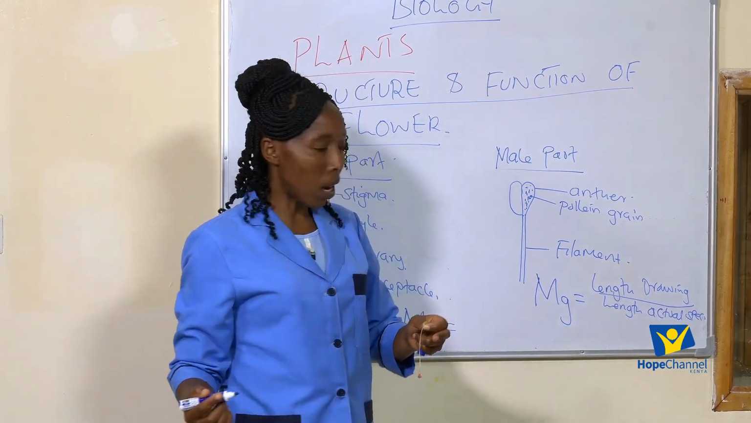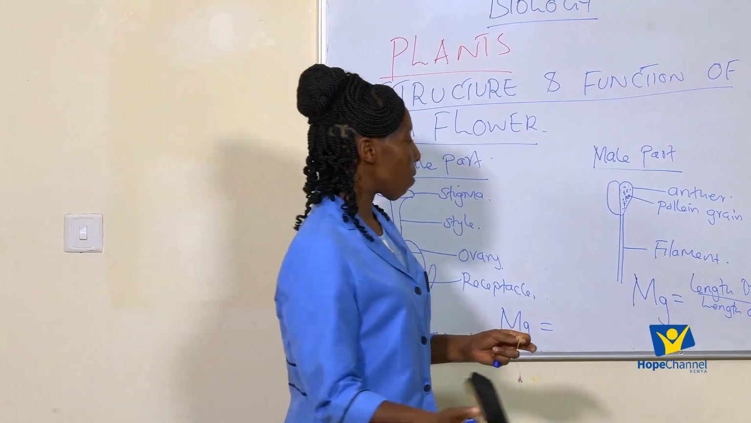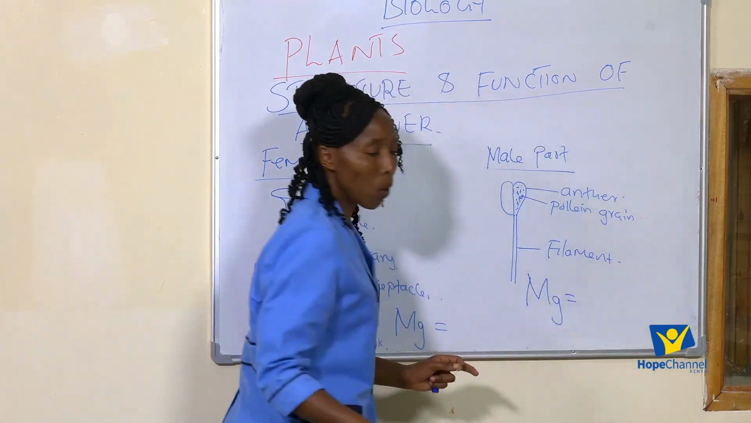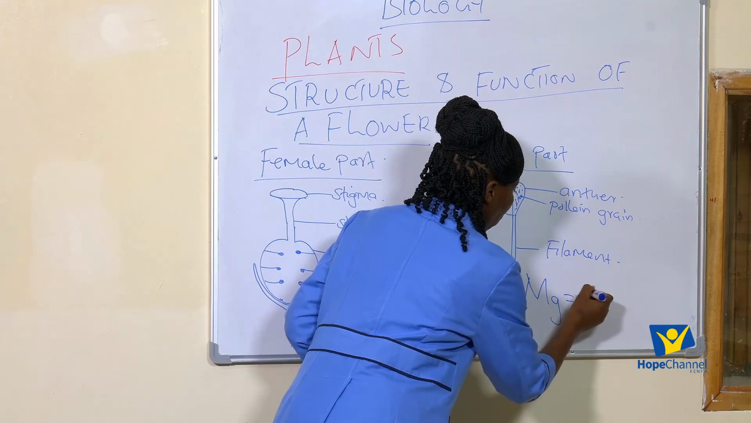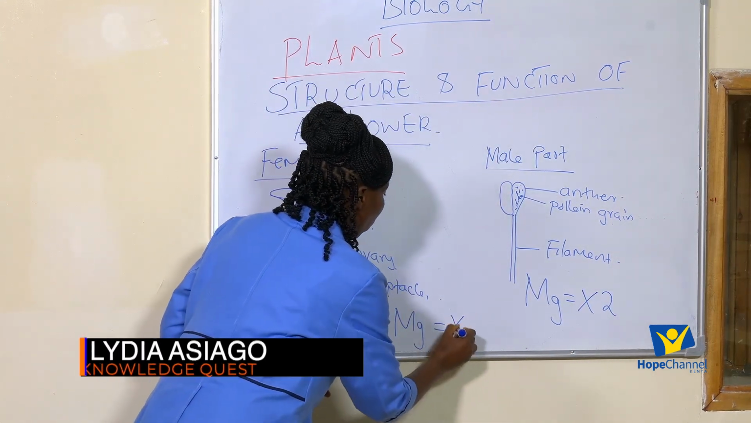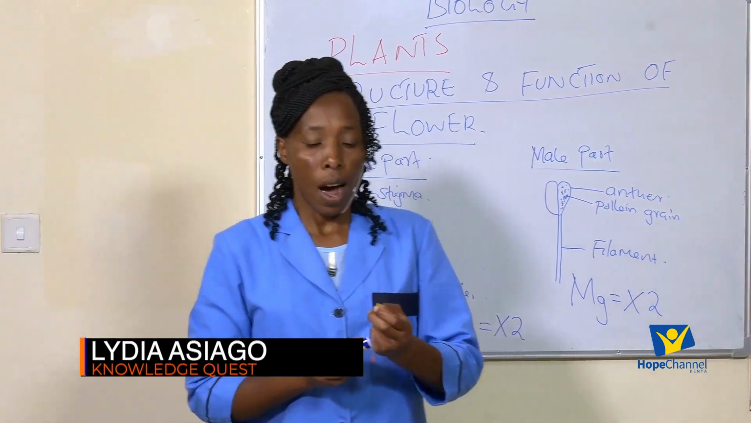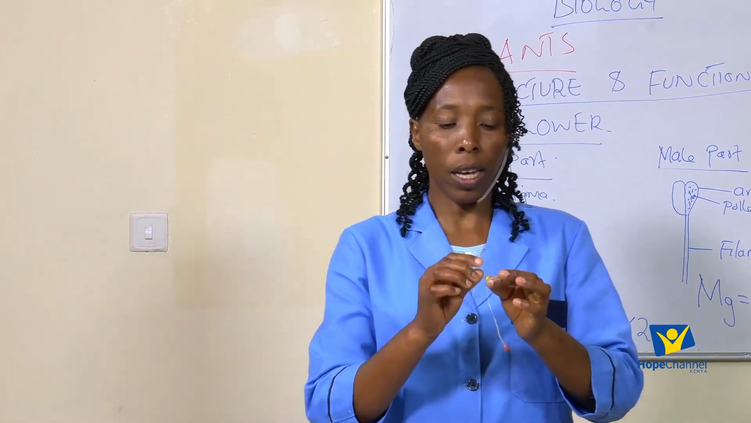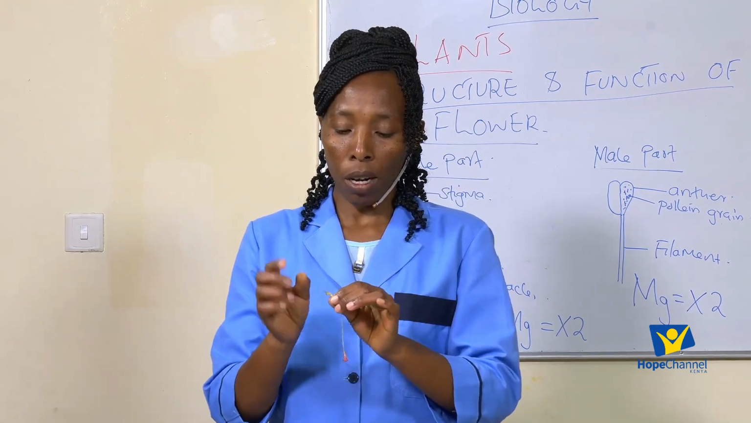So once you do that, remember the magnification has no units, you just give us the value. You cancel the units, and then you give us the magnification. Probably I can say times 2. Maybe this one can also say times 2. So magnification always has no units. So anytime you do any diagram in biology, remember to state the magnification.